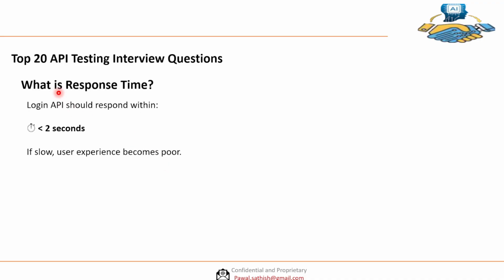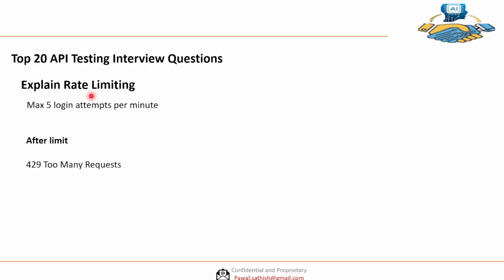Okay. Then what is the response time? The login API should respond in less than 2 seconds. So this is our requirement. If it is slow, then user experience becomes poor. We also need to verify this as part of the API verification: what is the response time?